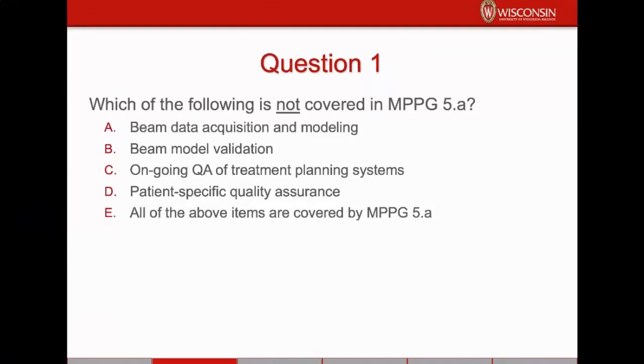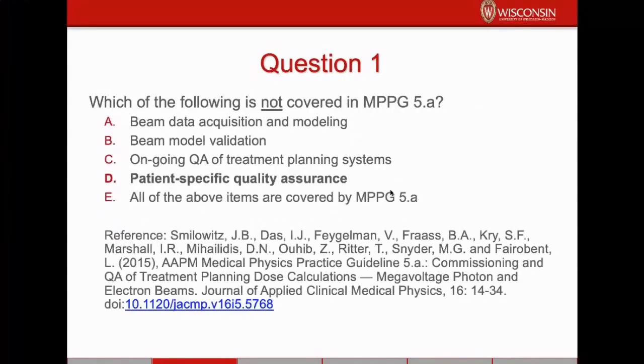All right, looks like a lot of folks are getting the right answer on this question. I think we can go ahead and review the answer. So the answer is D, patient-specific quality assurance. And I have a reference here for Medical Physics Practice Guideline 5A. It is true that in the course of doing Medical Physics Practice Guideline 5A, you might use patient-specific QA tools and techniques to assess your model, but the practice of doing patient-specific quality assurance is not one of the topics covered in the practice guideline.